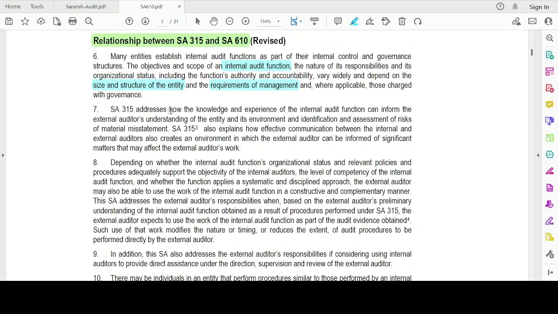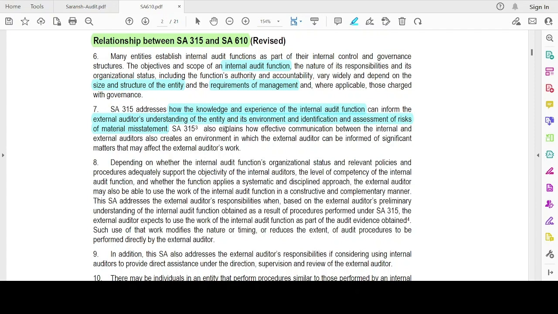SA 315 addresses how the knowledge and experience of the internal audit function can inform the external audit's understanding of the entity and its environment and identification and assessment of risk of material misstatement. See, the external auditor has a duty to go over the internal audit reports if they are applicable, right? Such reports help the external auditor understand the nature of the entity and the environment in which it is operating, including any lapse of control that could also be mentioned in the report. That could be an area which could lead to higher risk of material misstatement.